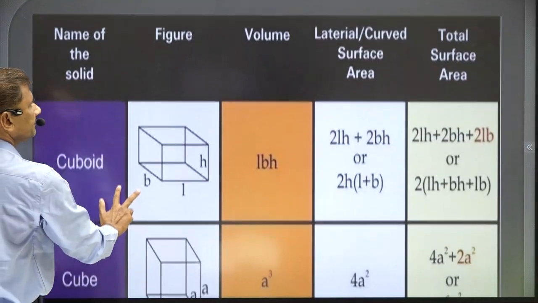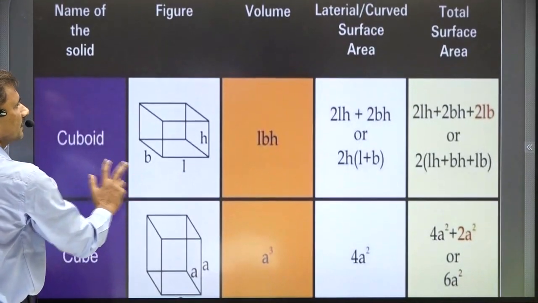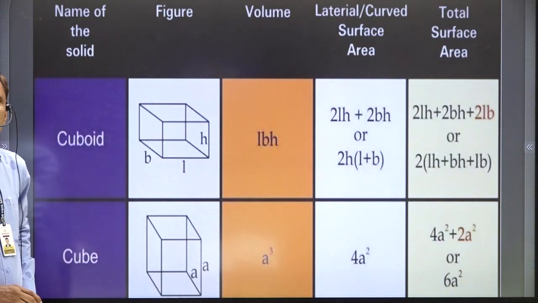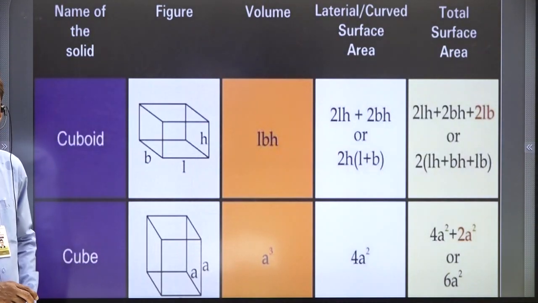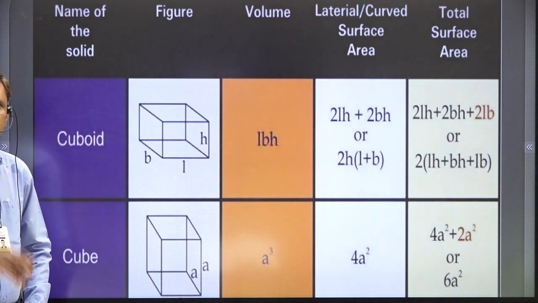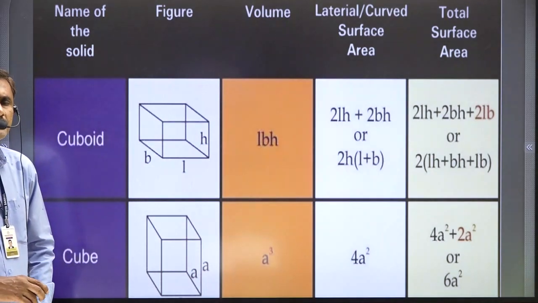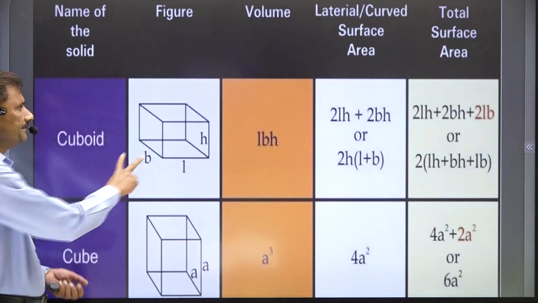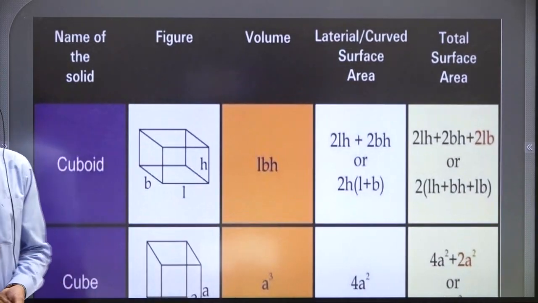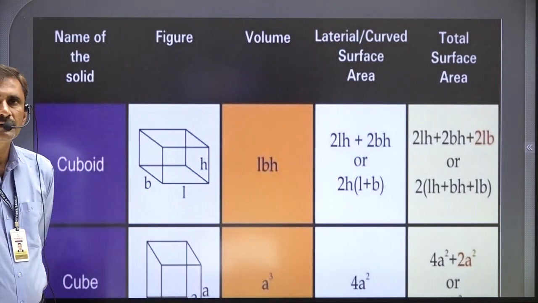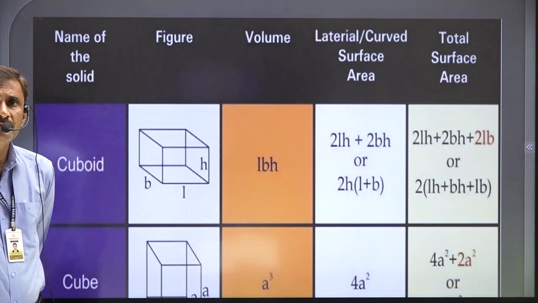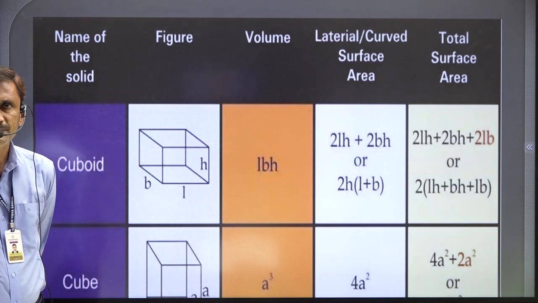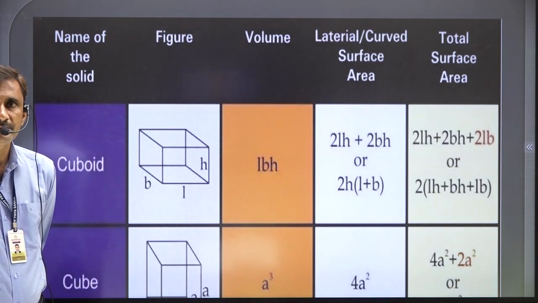cuboid. Now cuboid and cube both are given. So first is the volume. Cube is repeating, we just saw it in the previous slide. Now focus on cuboid only. So look there, LBH. What is LBH? You can see there, L means length, B is breadth, and H means height. So volume will be LBH.